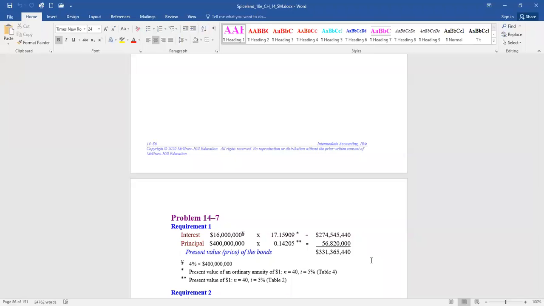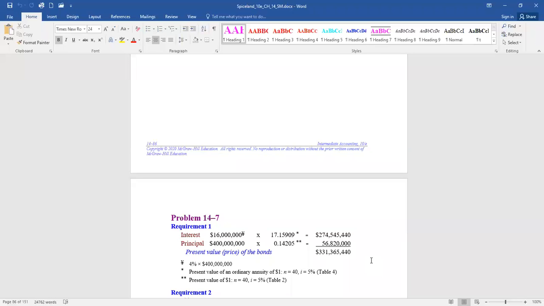What's the present value of those payments? N is 40, 20 years, 2 interest payments a year. The interest rate we use to calculate the present value is the market rate, 10% divided by 2 because there are 2 interest payments a year. So the factor, ordinary annuity, present value, N is 40, I is 5%. You will use 17.15909. $274,545,440 is the value of the interest portion of the bond.